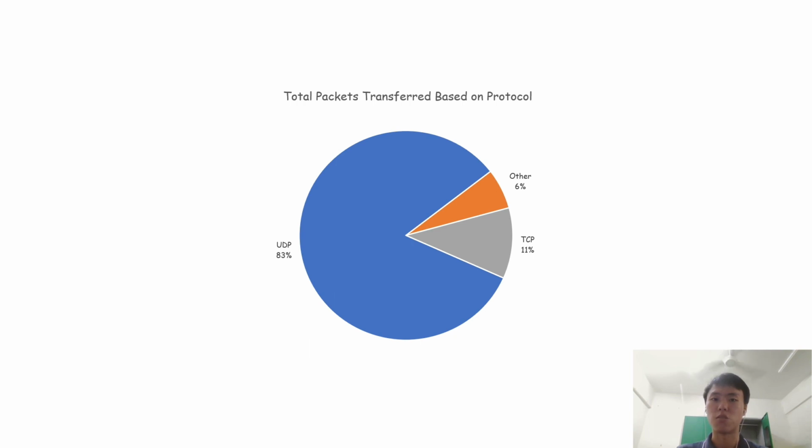From the chart, the most dominant protocol is UDP. UDP is a lightweight connectionless protocol that provides low latency data transmission but does not guarantee reliability or error correction, which is suitable for streaming video and other real-time applications.